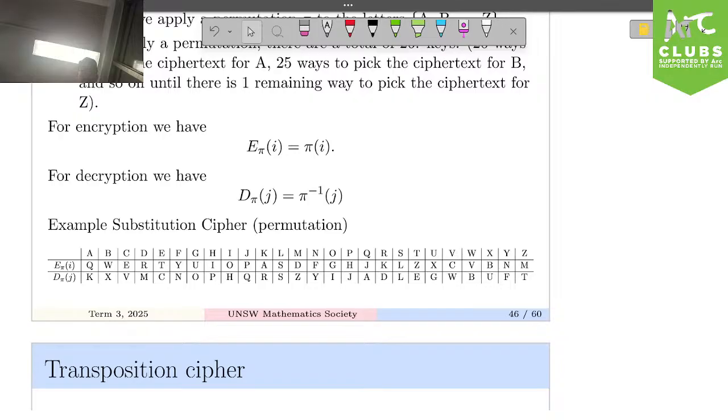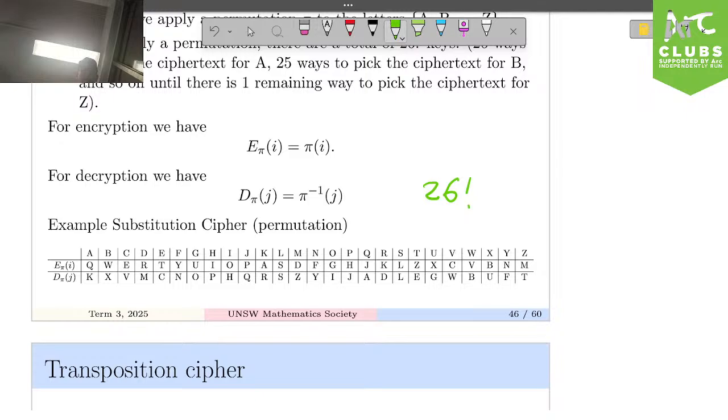So how many keys are there? Well, how many ways can I encrypt it? I can take A to any of 26 elements, and then I have 25 elements left. B goes to 1 of 25, C goes to 1 of 24, and so on. So there's going to be 26 factorial keys.